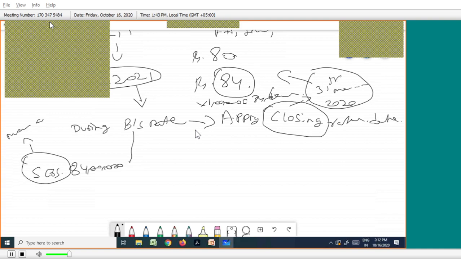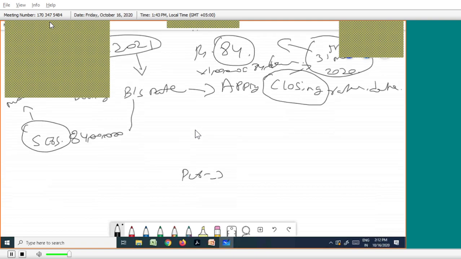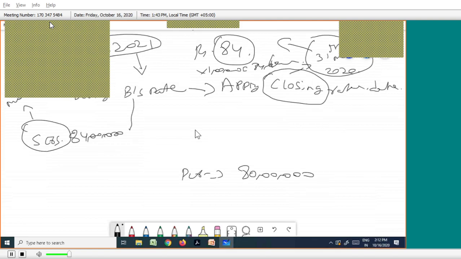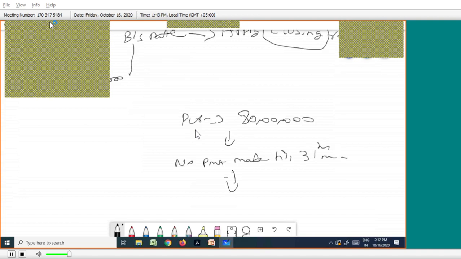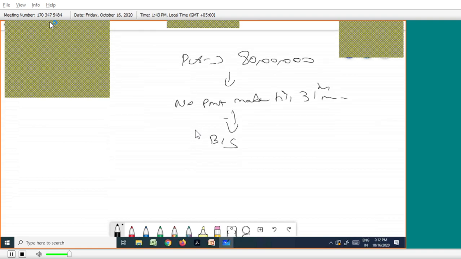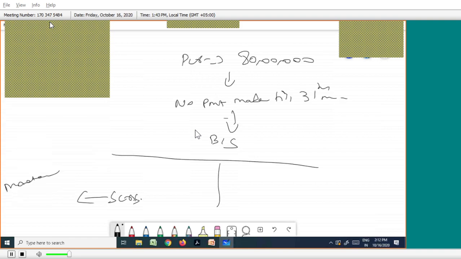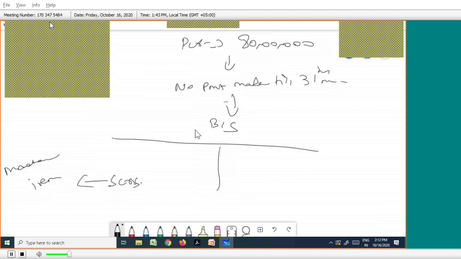So 84 lakhs. Now you can ask me, sir, initially we booked purchases of 80 lakhs and no payment was made till 31st March. So we are presenting that item as sundry creditors in the balance sheet. Sundry creditors is a monetary item. A monetary item should be presented by applying the closing rate. Closing rate means 84 rupees on the balance sheet date.